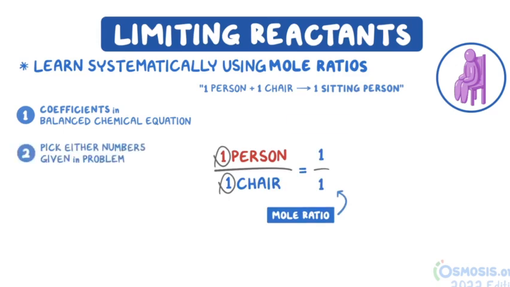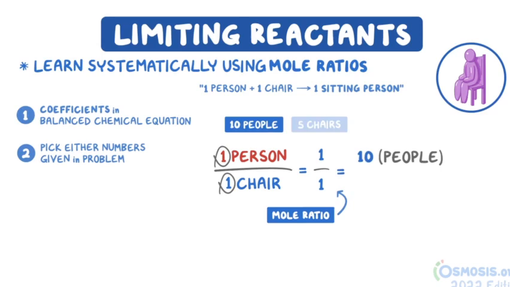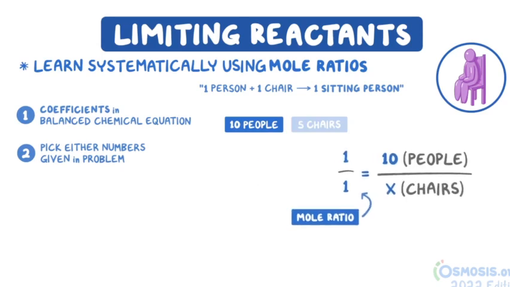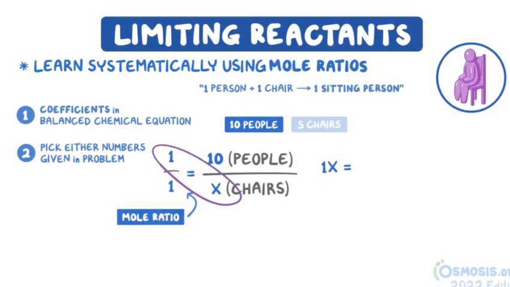We can pick either 5 chairs, or we can pick 10 people. It doesn't matter. Here, suppose we pick 10 people. We write this number into our mole ratio equation, and then put an x in the place of the number of chairs. Person divided by chair equals 1 divided by 1 equals 10 divided by x. If we solve the equation, we would find that x is equal to 10.